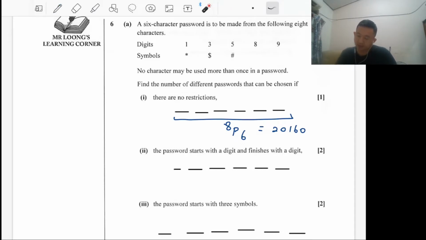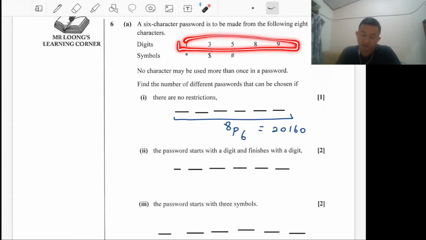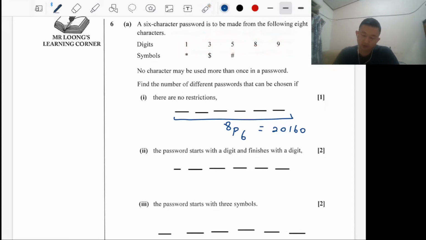Okay, the next one. The password starts with a digit and finishes with a digit. How many digits do we have? We have 5 digits and you only need 1, 5P1. So the first slot must be a digit and the last slot must be a digit. So 5P1, so you have one digit filled. Then you only have 4 digits left, not 5 anymore, and you pick 1, 4P1.